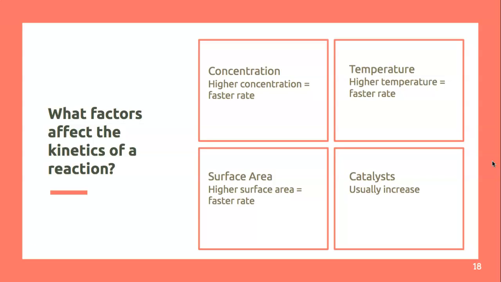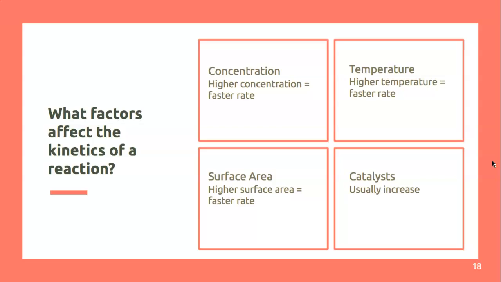Temperature, this shouldn't be too surprising, but at a higher temperature, generally, our reactions will occur faster. Why do you think that is? Hopefully you're saying because at higher temperatures, molecules have more energy, which means they're moving around more quickly, and they have a higher chance of running into each other.